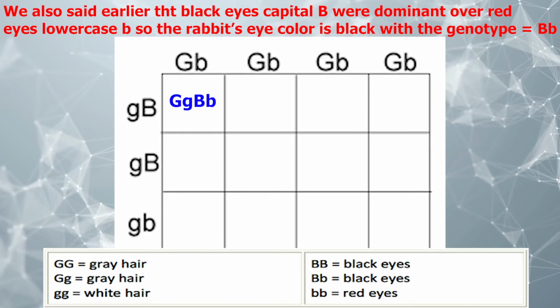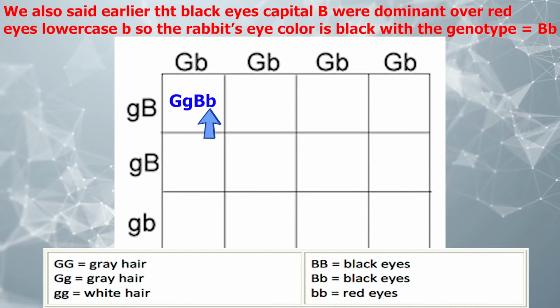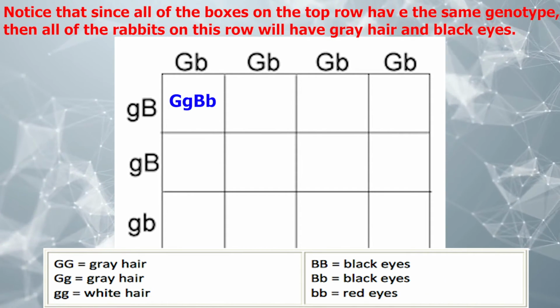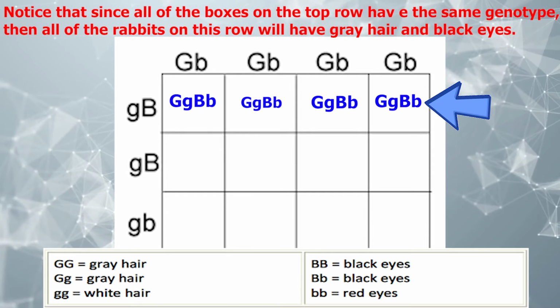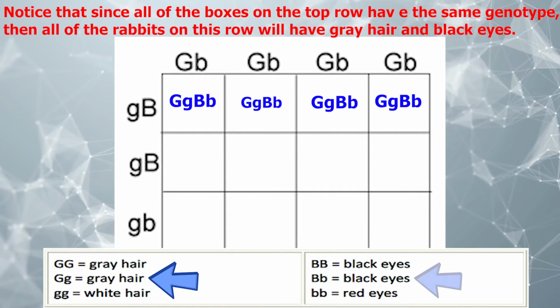We also said earlier that black eyes, capital B, are dominant over red eyes, lowercase b, so that the rabbit's eye color is black with the genotype capital B. Notice that since all of the boxes on the top row have the same genotypes, then all of the rabbits on this row will have gray hair and black eyes.